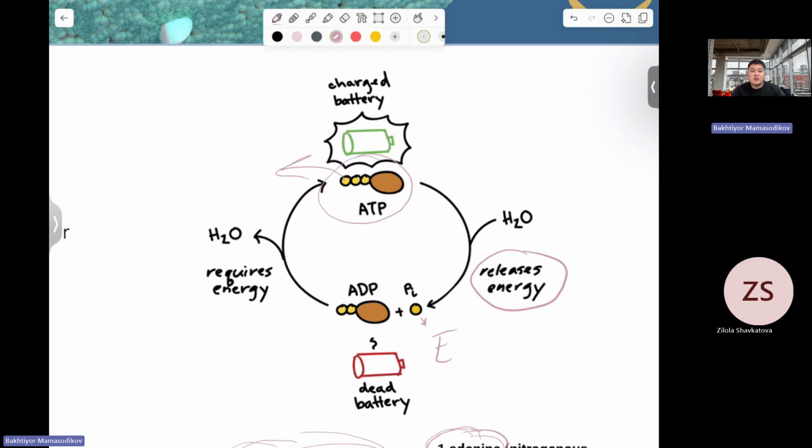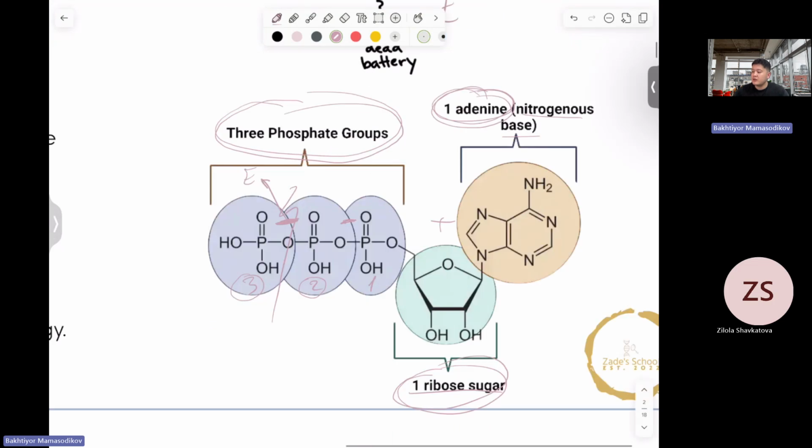But which process do I need here to release the energy? What kind of process do I need? I need hydrolysis. I need water here. Hydrolysis means breaking a bond using water molecules. The bond between the second and the third phosphate is broken down with what?